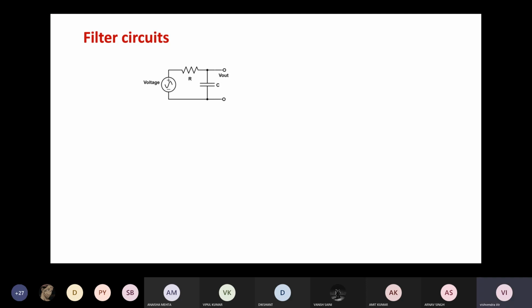So do you see this, that if the output is taken across the capacitor, and if the input voltage is a low frequency voltage, only then output will be obtained. Otherwise, the output will be zero.